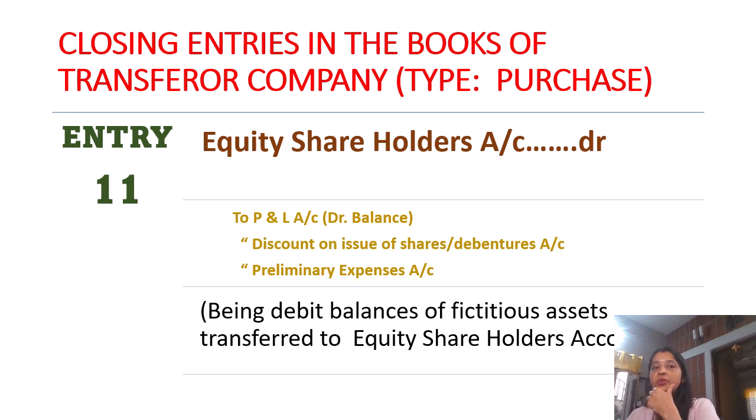So you will write equity shareholders account debit to profit and loss account if it has a debit balance, to discount on issue of shares, to preliminary expenses. This is completely reverse of the previous entry. Equity share capital account debit, reserves account debit, surplus account debit, to equity shareholders account if it is a credit balance. If it is a debit balance, the entry is reverse: equity shareholders account debit to profit and loss account, to discount on issue, to preliminary expenses. These are the debit balances which the owners should carry to fulfill the losses.